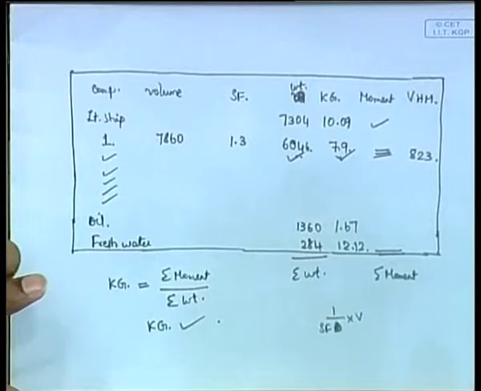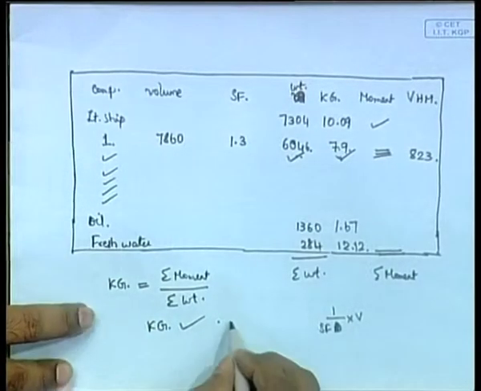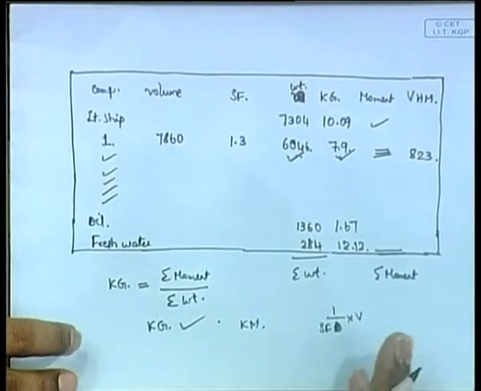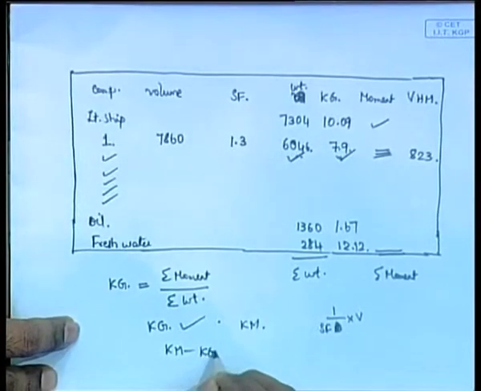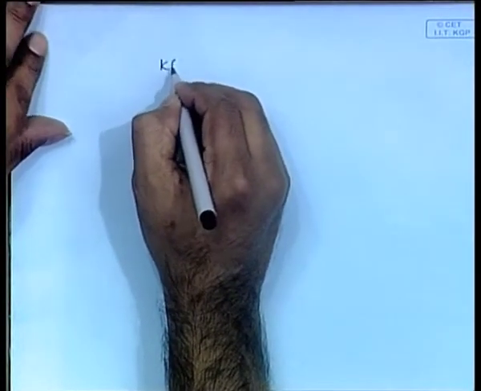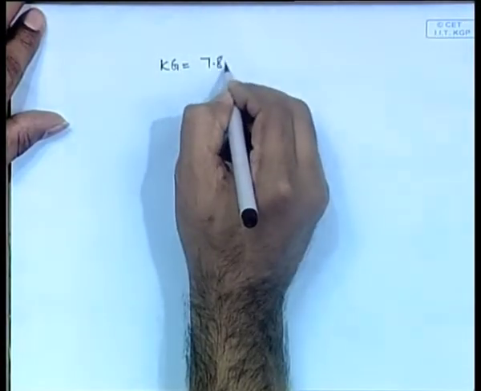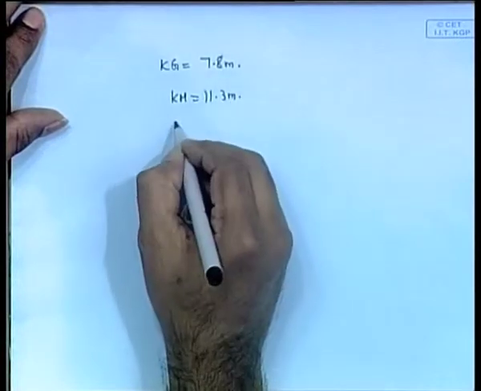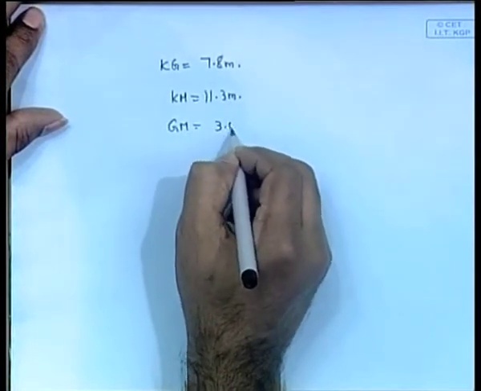That is a very important thing. One important part is over. Now, you are given your km, and note that these km values are not going to change because of the shift of grain or anything, km is fixed. Therefore, you do km minus kg, you get your gm. And in this particular case, when you do that, you end up with a kg equal to some 7.8, km equal to 11.3, and you end up with gm equal to about 3.5 meters.